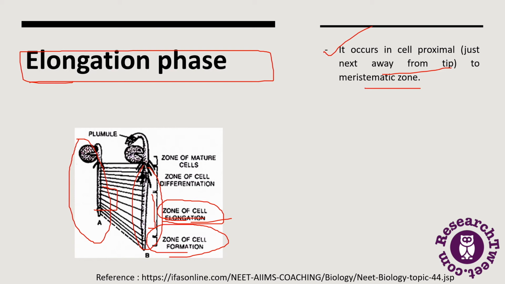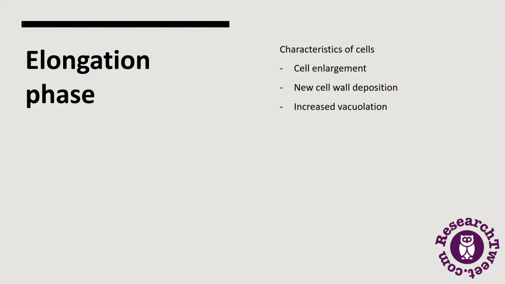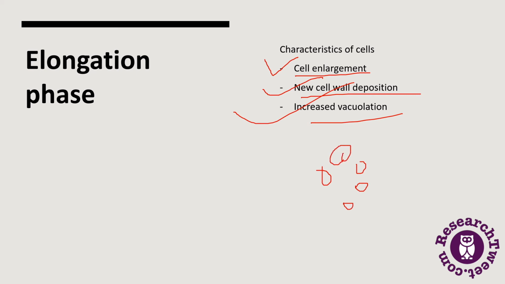What are the characteristics of the zone of cell elongation? There is cell enlargement, and because of the cell enlargement there is an increase in the length of the plant. There is new cell wall deposition, and there is increased vacuolation. Increased vacuolation means the cells have more and larger vacuoles, which leads to the increase in the length of the plant.